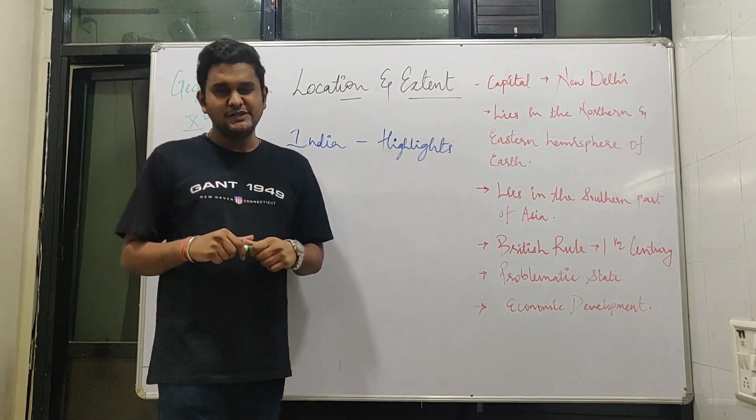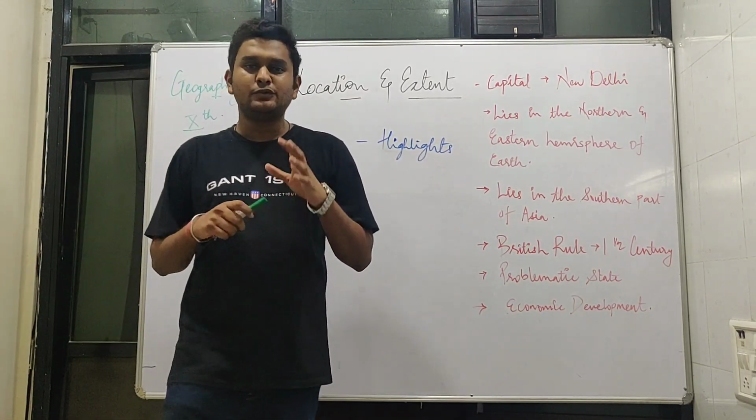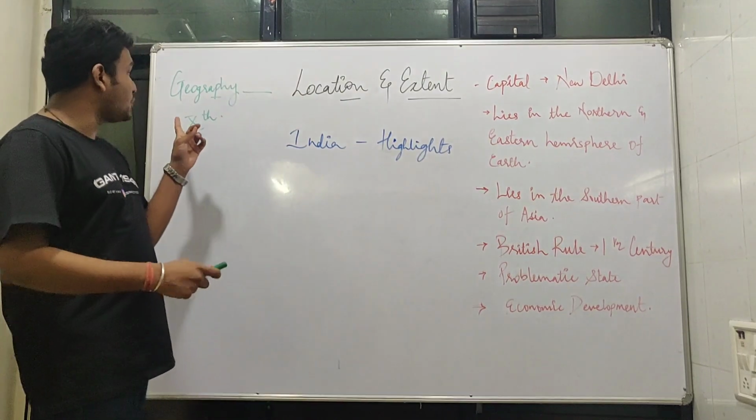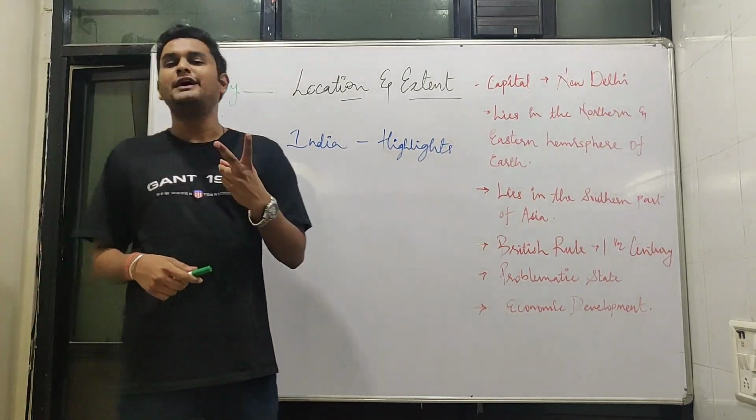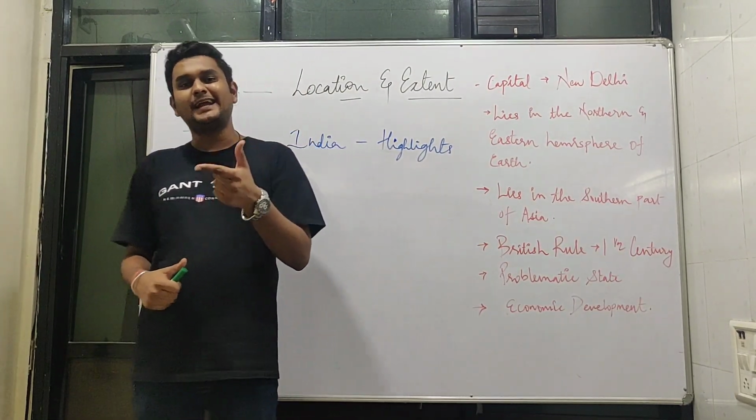Hi guys, my name is Kapil Sharma and today we are going to learn a chapter, Location and Extent, in geography, and we are going to talk about two countries here. One is India and second is Brazil.